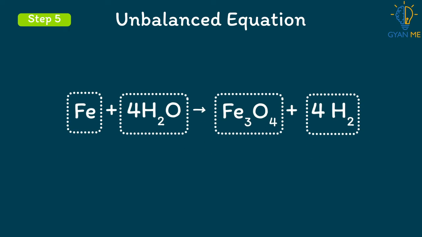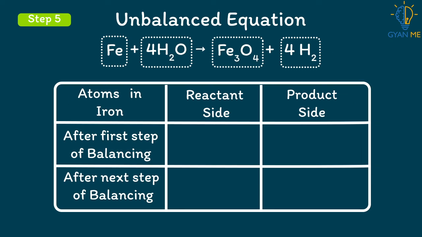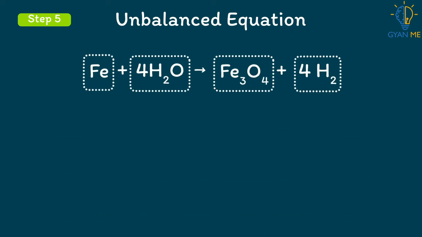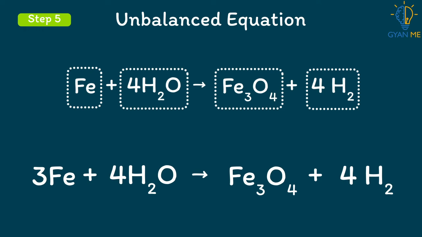Now, step 5. Examine the above equation and pick up the remaining element, that is iron, which is not yet balanced. So, to equalize the number of iron atoms, multiply the left hand side molecule by 3. After this, the equation will become like this: 3Fe plus 4H2O gives Fe3O4 plus 4H2.